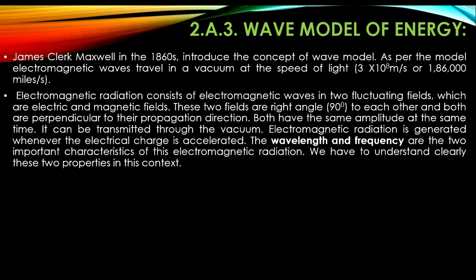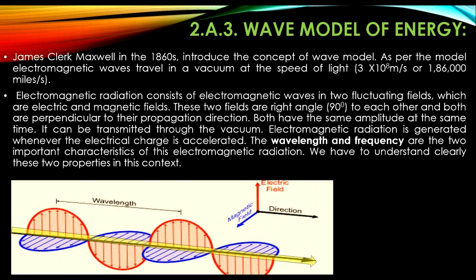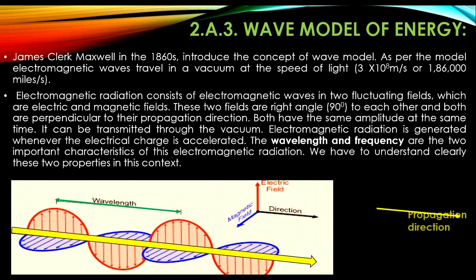Electromagnetic radiation consists of electromagnetic waves and two fluctuating fields, which are the electric and magnetic fields. These two fields are at right angles to each other and both are perpendicular to their propagation direction. Both have the same amplitudes at the same time. It can be transmitted through a vacuum. Electromagnetic radiation is generated whenever electrical charges are accelerated.